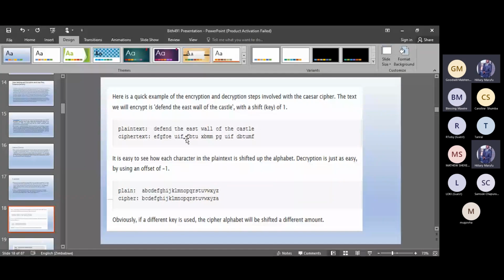The process of changing plain text to ciphertext is called encryption. And the process of changing ciphertext to plain text becomes decryption.